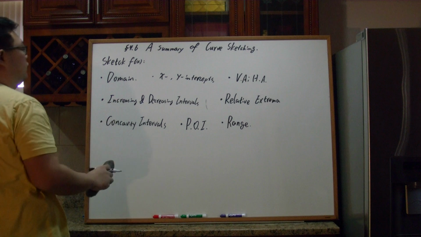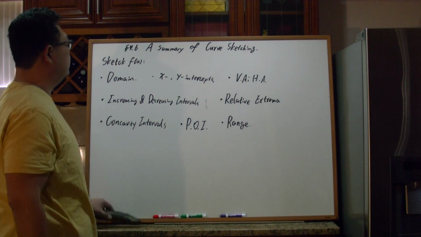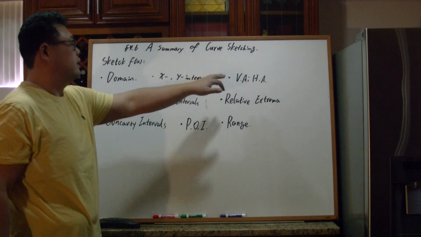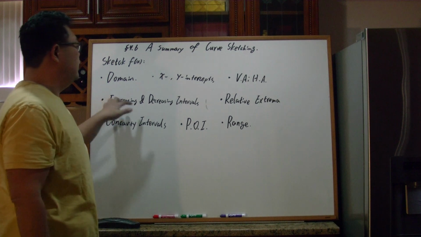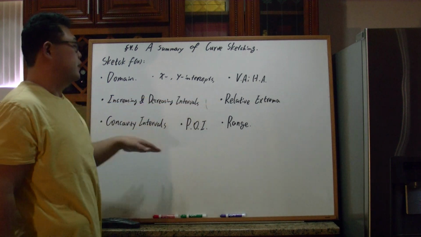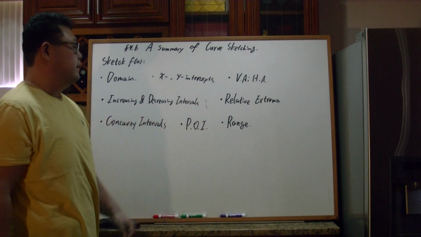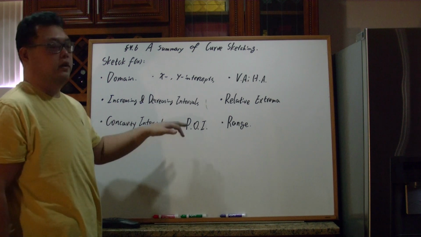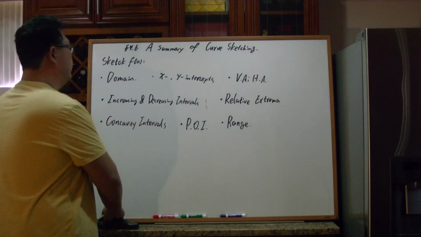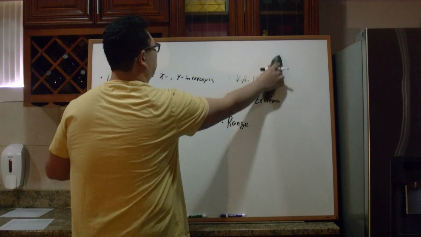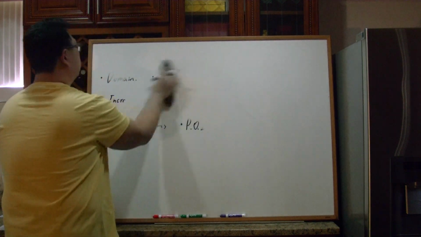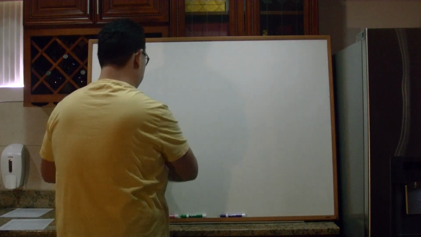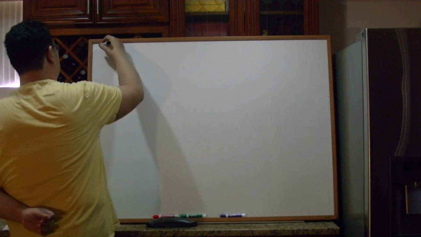So that is the full step. Just follow the steps: domain, x y intercepts, vertical and horizontal asymptotes, increasing and decreasing intervals, relative extrema, concave up and concave down intervals and points of inflection, and finally the range of the curve, so that we are able to get the accurate graph. So let's see how we do that.